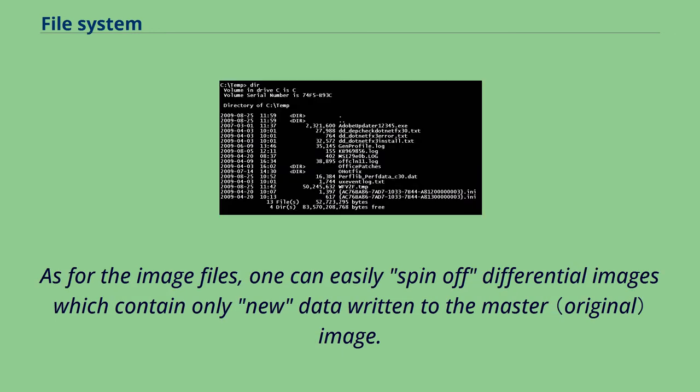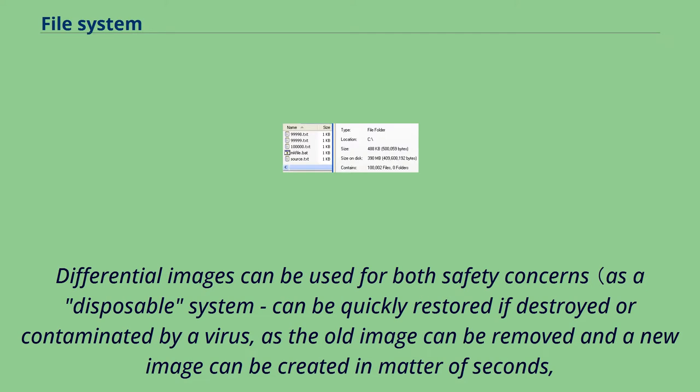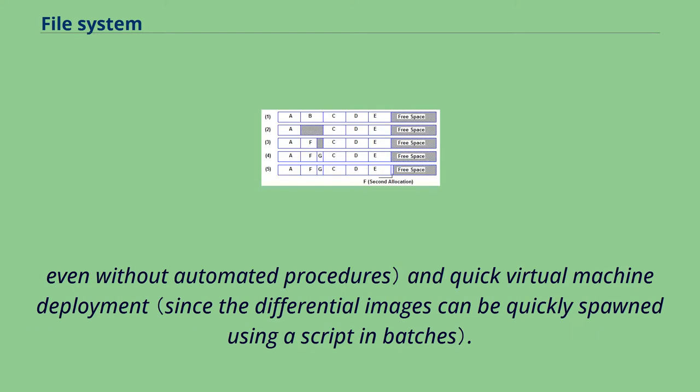As for the image files, one can easily spin off differential images which contain only new data written to the master image. Differential images can be used for safety concerns, as a disposable system can be quickly restored if destroyed or contaminated by a virus, as the old image can be removed and a new image can be created in a matter of seconds, even without automated procedures and quick virtual machine deployment.